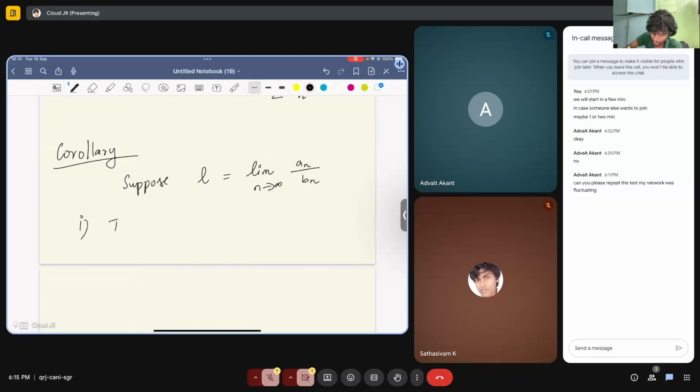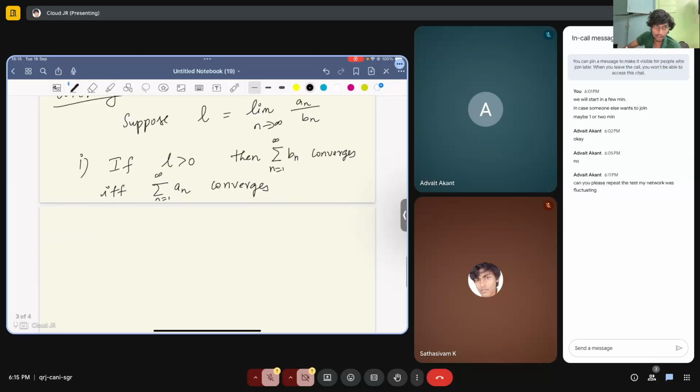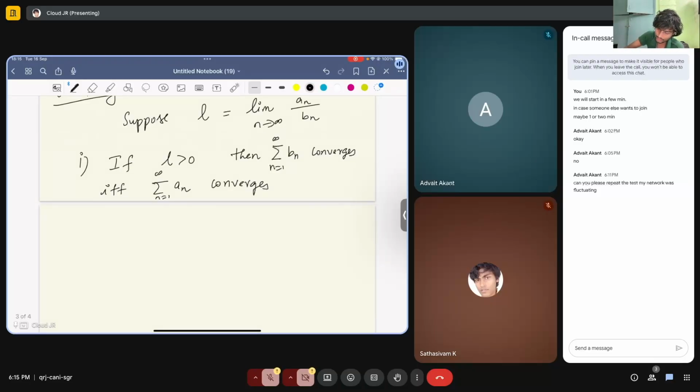So the first one is, if L is greater than 0, then bn converges if and only if an converges. So this is summation bn. I'm not writing the limit, but maybe we'll write, the summation n equal to 1 to infinity converges if and only if summation an converges. And this is when L is strictly greater than 0.